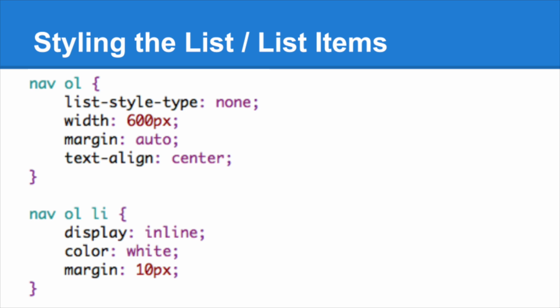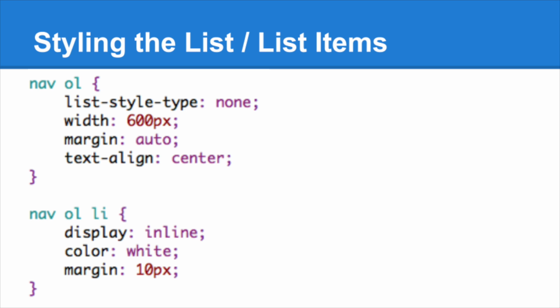The style on the ordered list is list-style-type none. That gets rid of the bullet points. That gets rid of all the bullets. I give my list a width, so to fit the navigation into, and then I align it centre in the page.